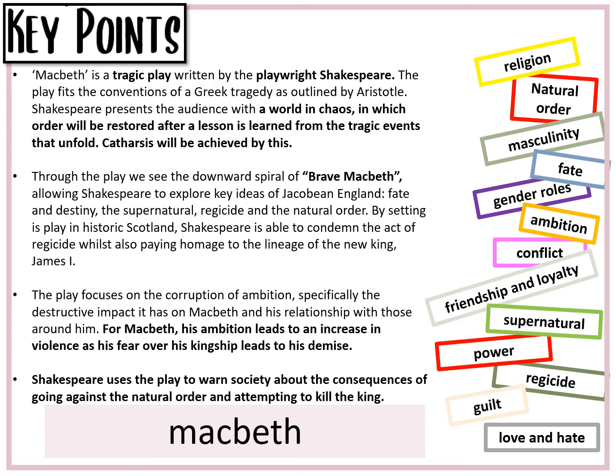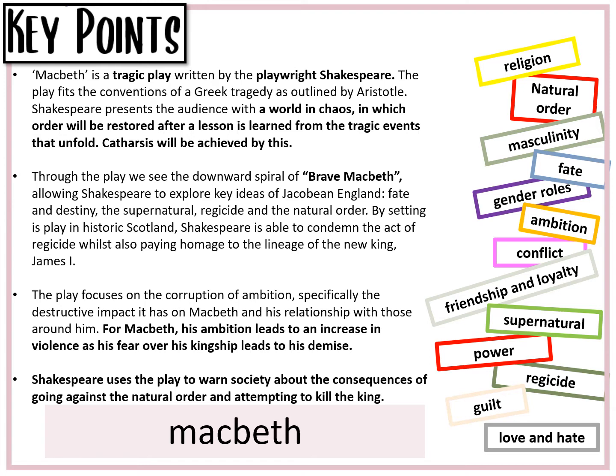Shakespeare presents the audience with a world in chaos, in which order will only be restored after a lesson is learned, and the tragic events unfold. The disruption in the play is due to the fact that Macbeth kills the king, and therefore his act of regicide disrupts the natural order. It's only through his death at the end of the play that catharsis can be received by the audience.